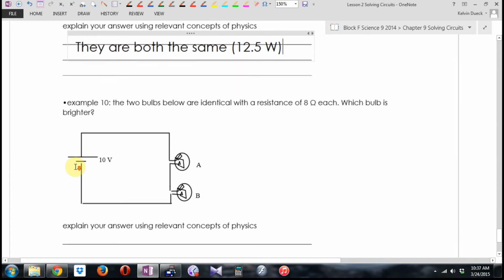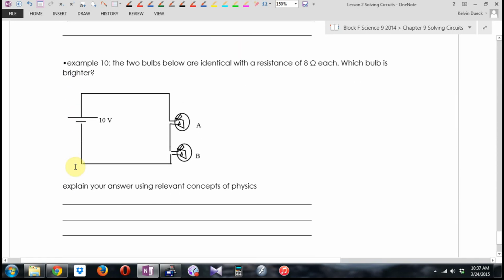Nearly done. Here, instead of having them separate, I have them in a row. I said each bulb is identical with a resistance of 8 ohms each. Which bulb is brighter? First of all, I'm going to put 8 ohms there, and I'm going to put 8 ohms there.